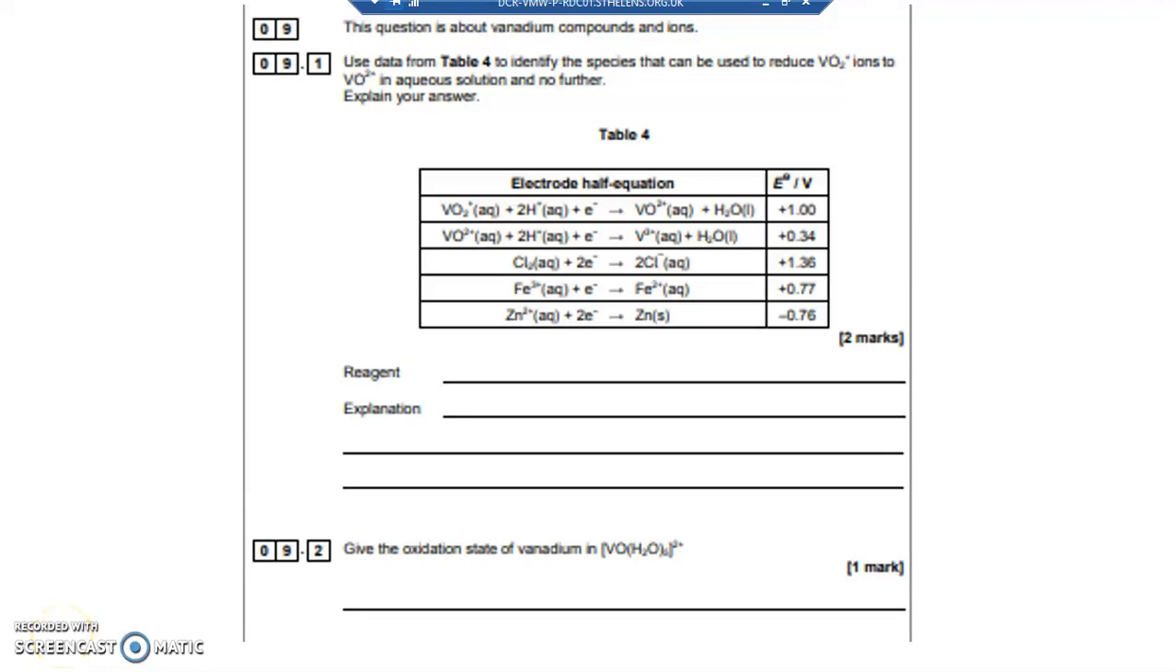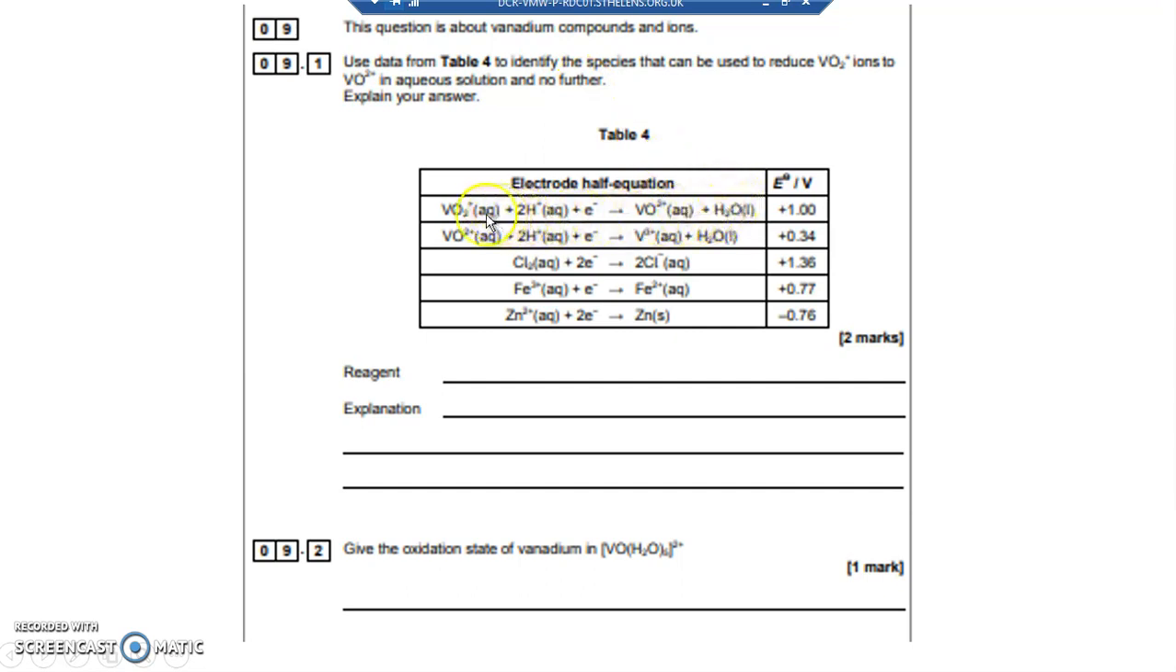Question 9, quite a tricky question this. It's about vanadium compounds and ions. Use table 4 to identify species that can be used to reduce VO2+. There's VO2+ at the top with an electrode potential of 1. Used to reduce VO2+ ions to VO2+. Yeah, that's the top one. Electrode potential 1. And no further.